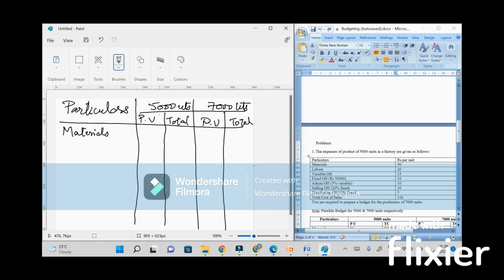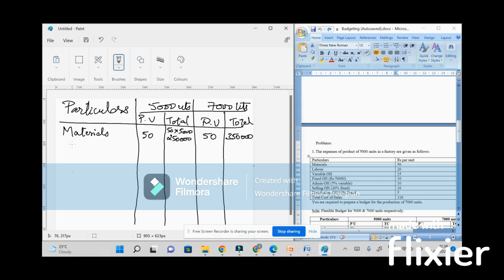Materials per unit for 5,000 units is being given at rupees 50. So the cost is going to be 50 into 5,000, which is 2,50,000. In the same way, for 7,000 units, per unit is 50 again. So 50 into 7,000 will be 3,50,000.